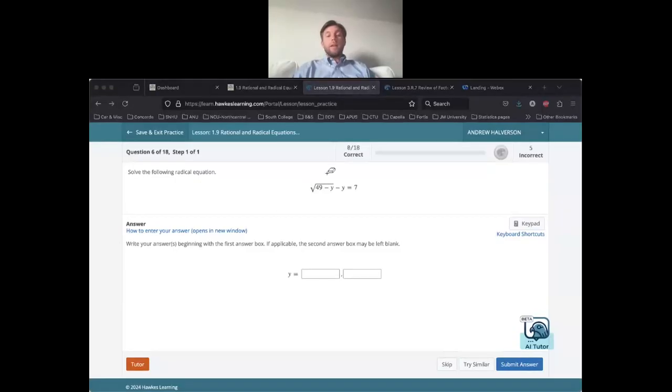So again, we have a square root. So we want to apply the opposite, which is to square both sides. But before we can do that, what do we got to do?